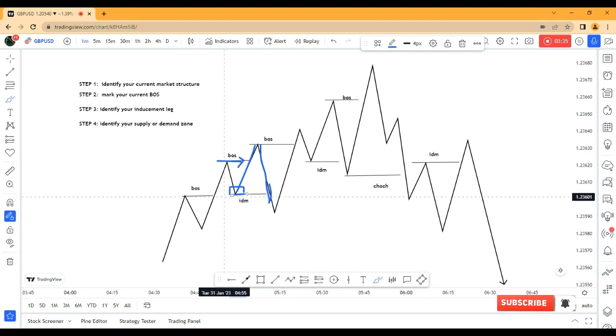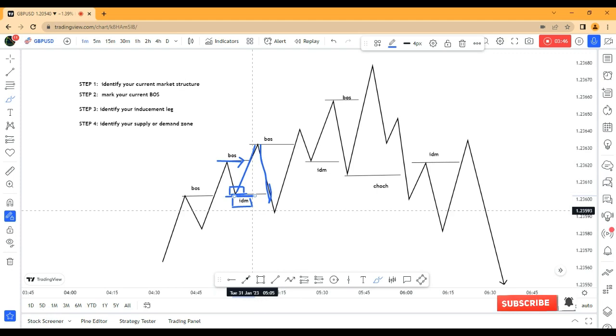This particular leg that we are seeing here is what we call an inducement leg. All right, that's an inducement leg. If you don't know what an inducement is, check in the description. I have a full recorded video teaching how you can identify your valid inducement legs, how you can identify inducement. Watch that video and come and continue this.